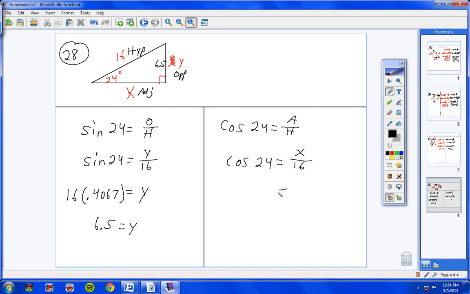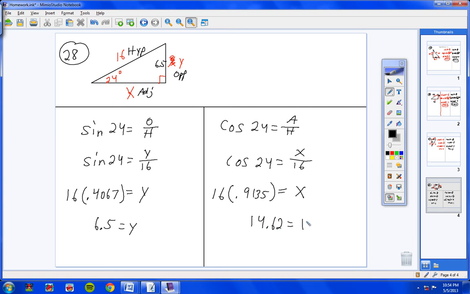Now we're going to multiply the right side by 16. That would cancel out your 16s, leaving you with x. We're going to multiply the left side by 16. 16 times the cosine of 24. And the cosine of 24 is 0.9135. All right, let's multiply that times 16, and you'll get 14.62.